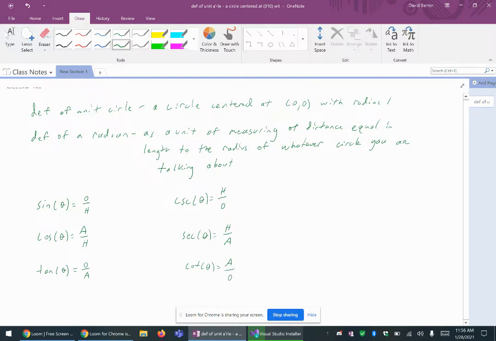You also need to know the definitions of these in terms of x and y coordinates on the unit circle. So the sine function is just the y values of your pencil as you trace around it. Cosine's the x, tangent's y over x.